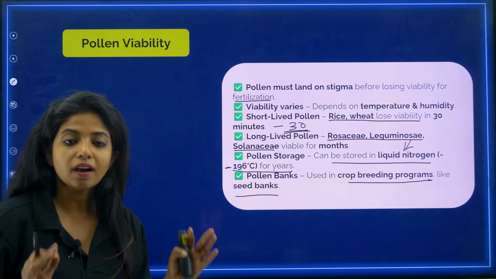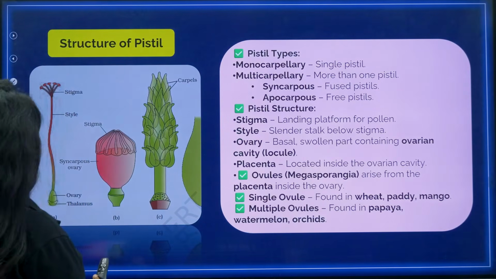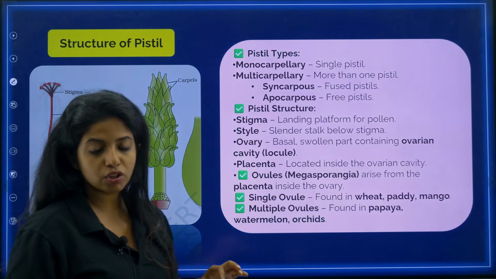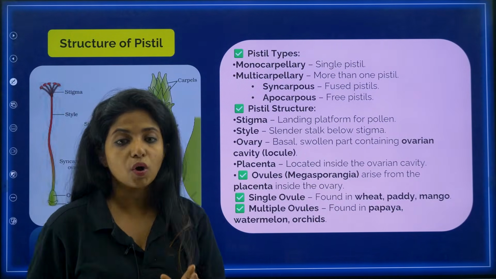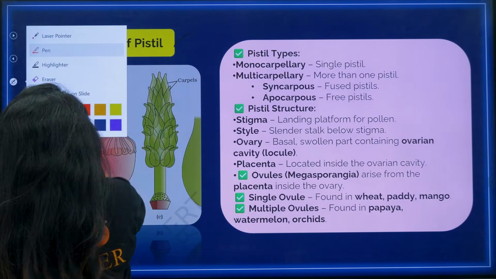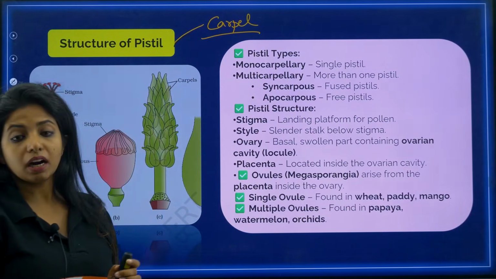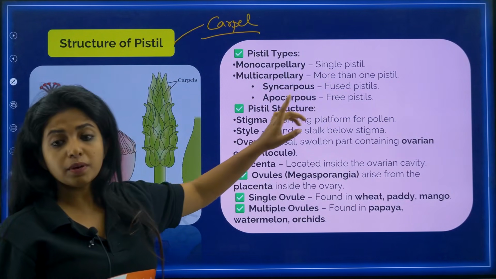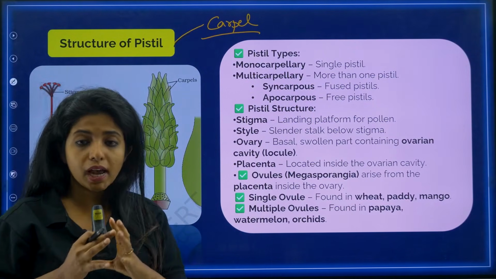And with this, we are going to complete the male reproductive system. Getting ahead with the female reproductive system. What is it known as? In simple language, it is known as pistil, or you call it carpel. Now pistil has types. There is monocarpellary, that means there is only a single pistil. Multicarpellary means there will be more than one pistil.